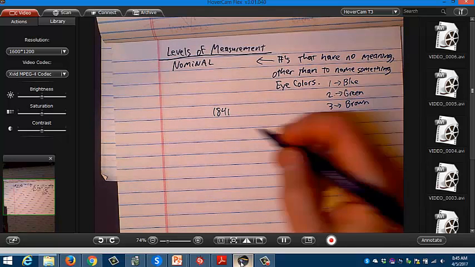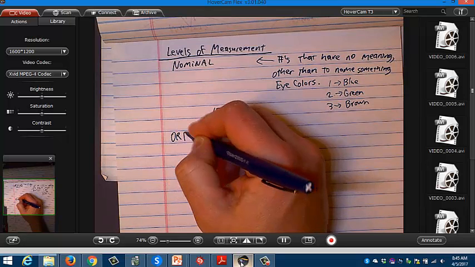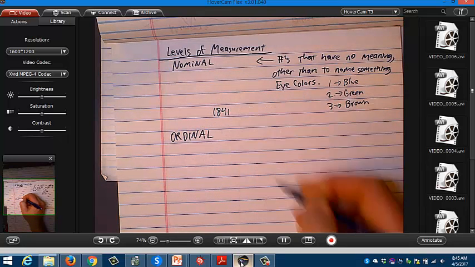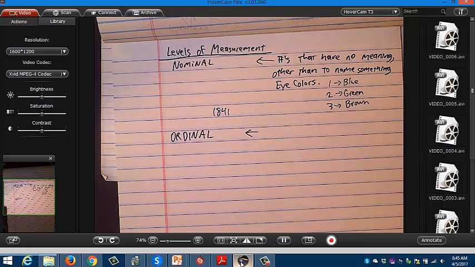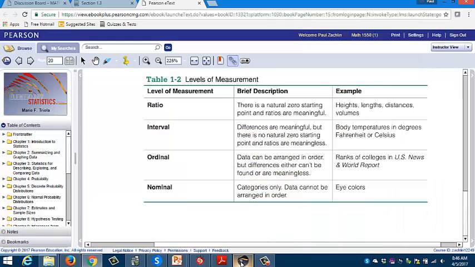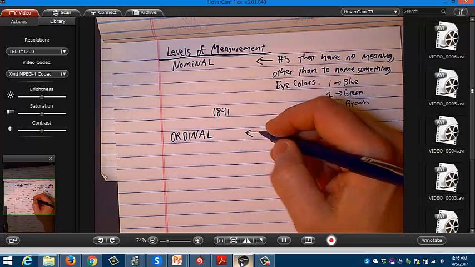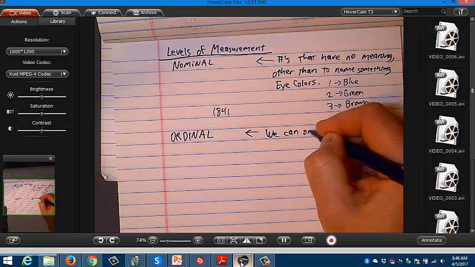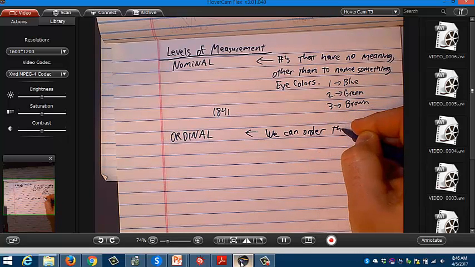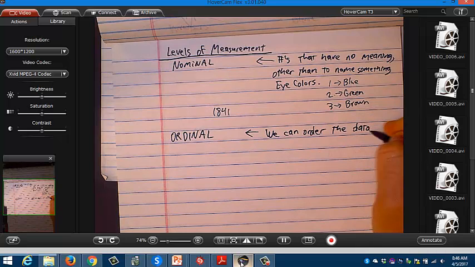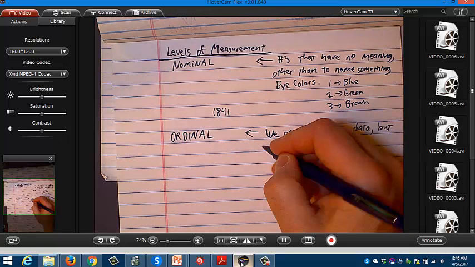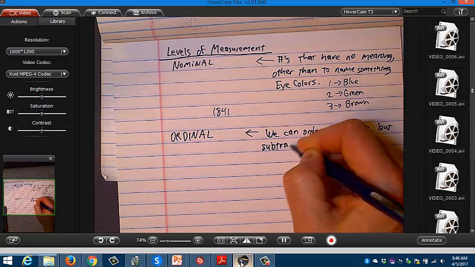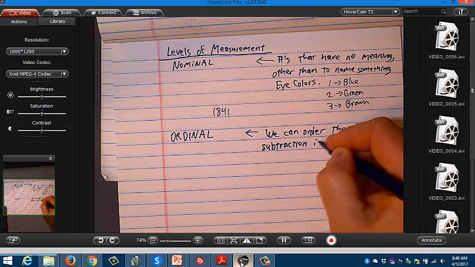Let me show you the next category. The next category we would call ordinal. Okay? And the ordinal level of measurement, what's the root word, right? Data can be arranged in order. Okay? So now, we can order the data, but subtraction here is meaningless.